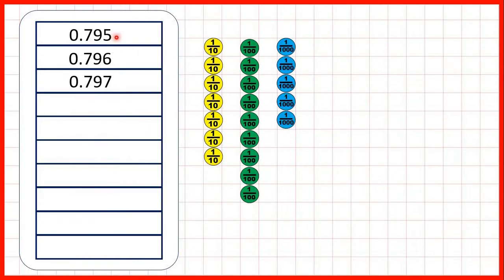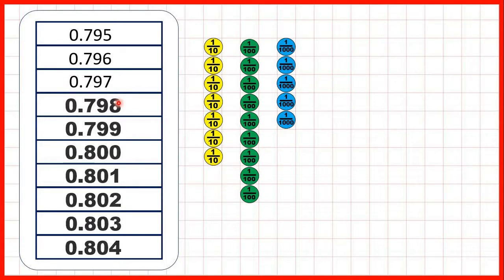Now we start with 0.795, so 7 tenths, 9 hundredths, and 5 thousandths. Next, we'll count 0.796, 0.797, and what are the next 7 numbers in this sequence? Well, we're counting in thousandths, and that's similar to counting in ones, except that when we get zeros on the end of decimals, we don't need to write them.